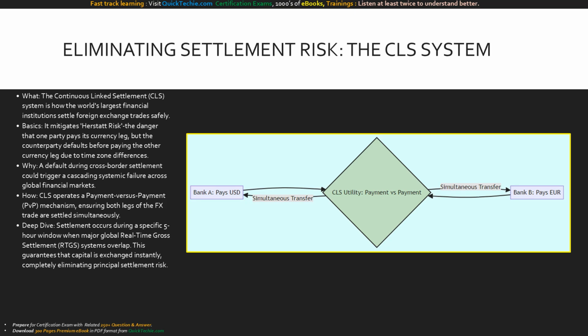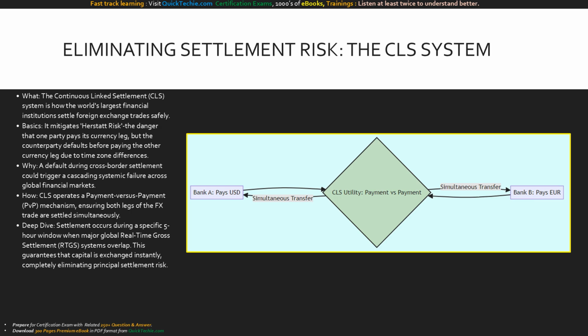On slide 6, we address the ultimate cross-border fear, settlement risk, and how the CLS system solves it. What is CLS? The Continuous Link Settlement System is the global utility used to settle foreign exchange trades. The basics involve mitigating Herstatt risk. This is the terrifying scenario where you pay your currency leg during your business hours, but your counterparty goes bankrupt before their time zone opens to pay you back. Why was CLS built? Because a massive default during settlement could trigger a systemic collapse of the global financial system.